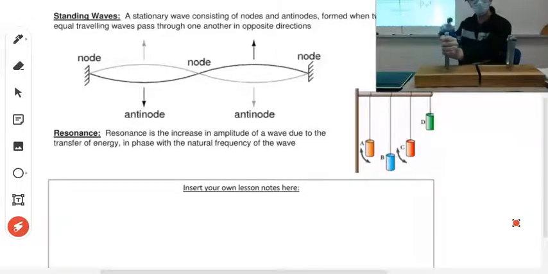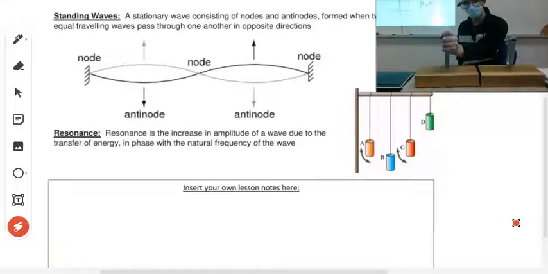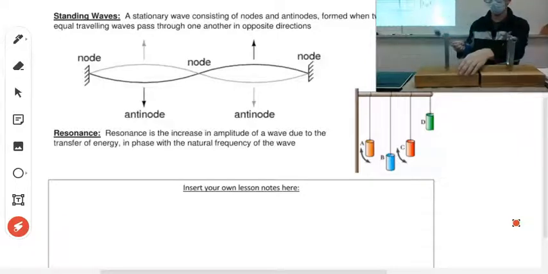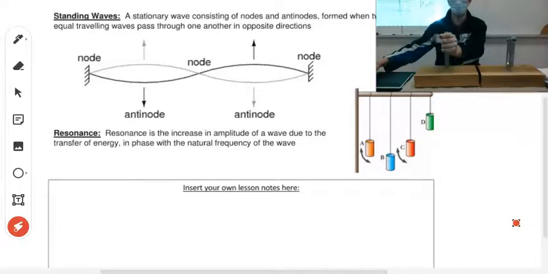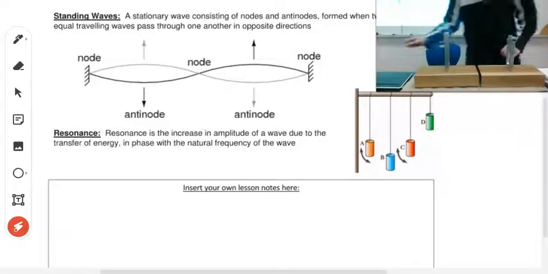Even though I held one to stop the vibrations, you could still hear it. Listen again. One more time. Any idea as to why you can still hear it when I stop the vibration? So if I show you that again.